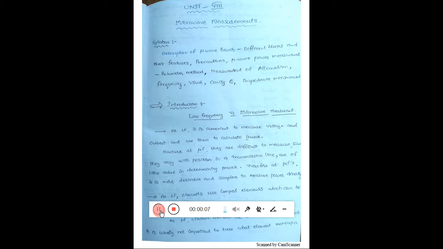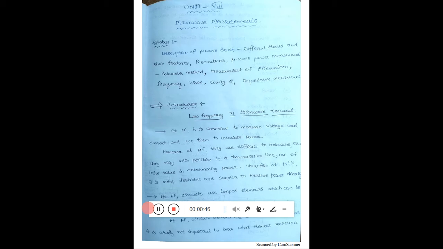So I want to take a class for microwave engineering subject, the last unit, microwave measurements unit topic. This unit covers only the measurement part of all the parameters of microwave signals. Generally, at low frequencies it is very convenient to measure either voltage or current. These two parameters can be found using either CROs, cathode ray oscilloscopes, or multimeters, or some other meters, direct meters, analog meters or digital meters.